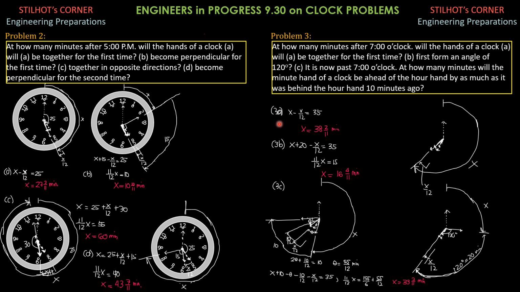So for 3A, this is a basic problem. 7 o'clock, then together for the first time, the final position of the hour hand and the minute hand should be here. Initial position of the minute hand to its final position x. Initial position of the hour hand to its final position x over 12. So from the figure, x minus x over 12 ends at 7. 7 times 5 is 35. So x minus x over 12 is 35. So x is 38 and 2 over 11 minutes.